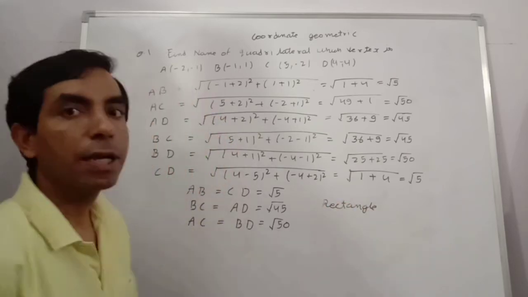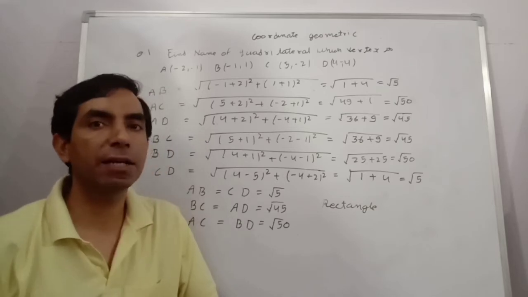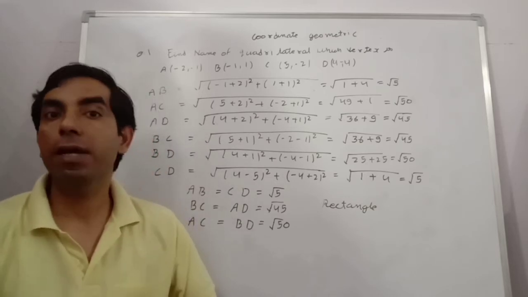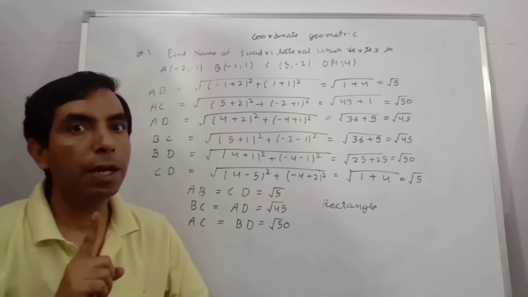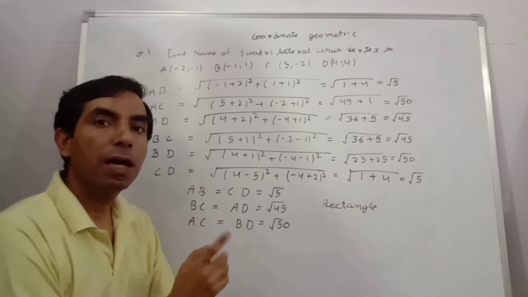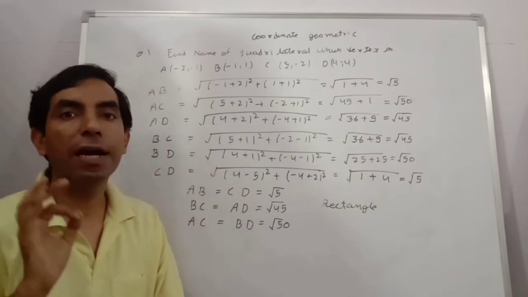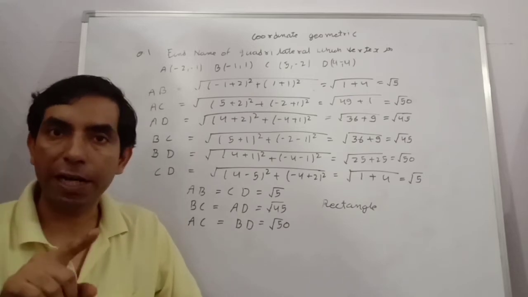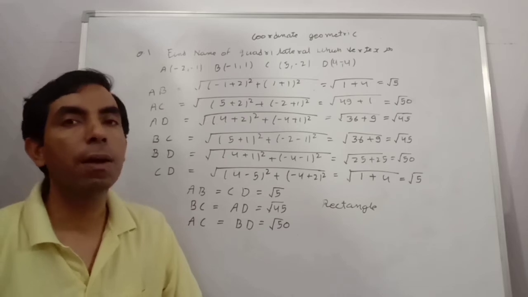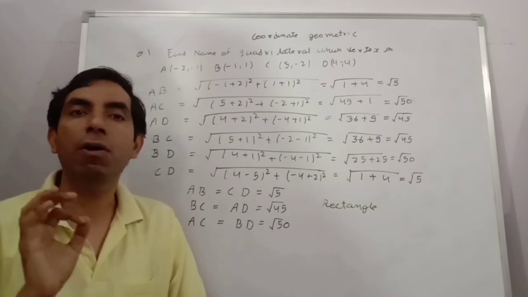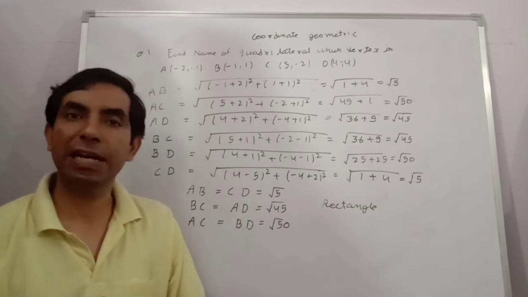I am repeating again: in a quadrilateral, if only opposite sides are equal, then it is called a parallelogram. If all sides are equal, then it is called a rhombus. If opposite sides are equal and diagonals are also equal, then it is called a rectangle, which is this one. And last, if all four sides are equal and the diagonals are also equal, that is called a square. By this method we can determine the name of the quadrilateral: parallelogram, rhombus, rectangle, or square.